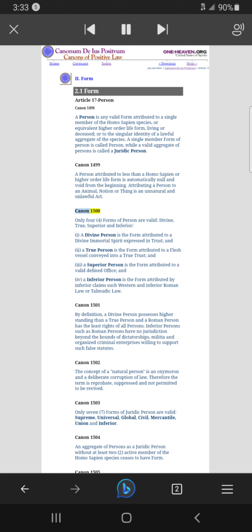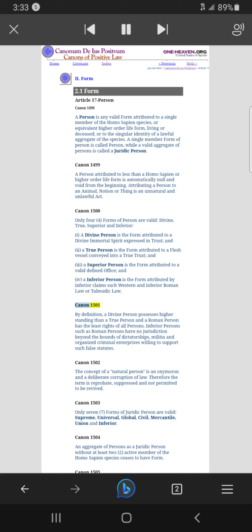Canon 1500. Only four forms of person are valid: divine, true, superior and inferior. 1. A divine person is the form attributed to a divine immortal spirit expressed in trust, and 2. A true person is the form attributed to a flesh vessel conveyed into a true trust, and 3. A superior person is the form attributed to a valid defined office, and 4. An inferior person is the form attributed by inferior claims such as Western and inferior Roman law or Talmudic law.